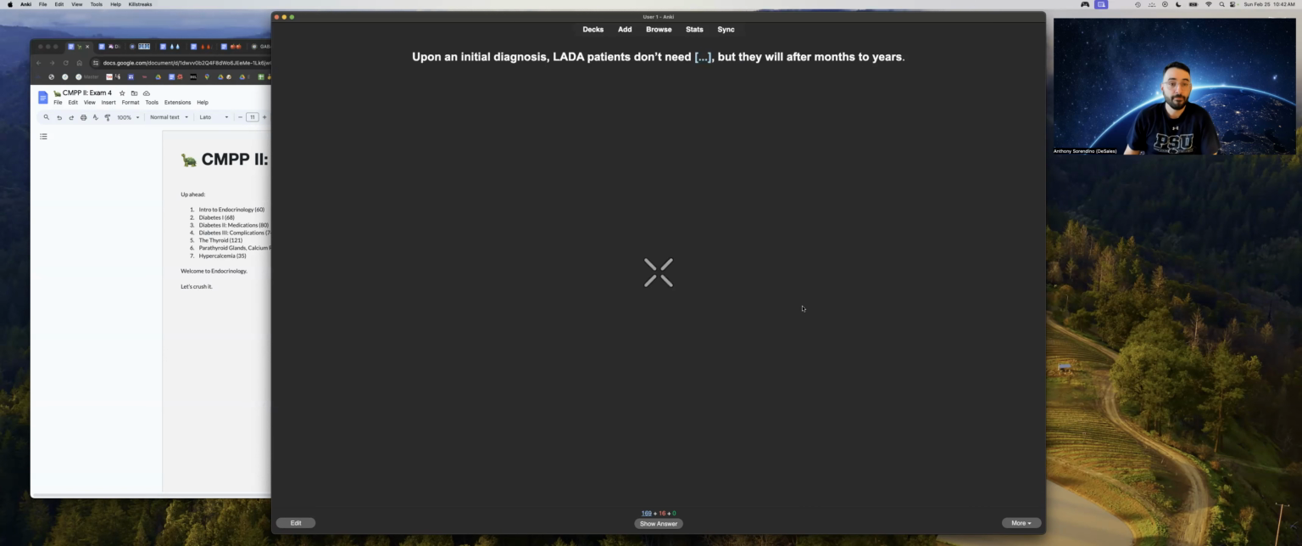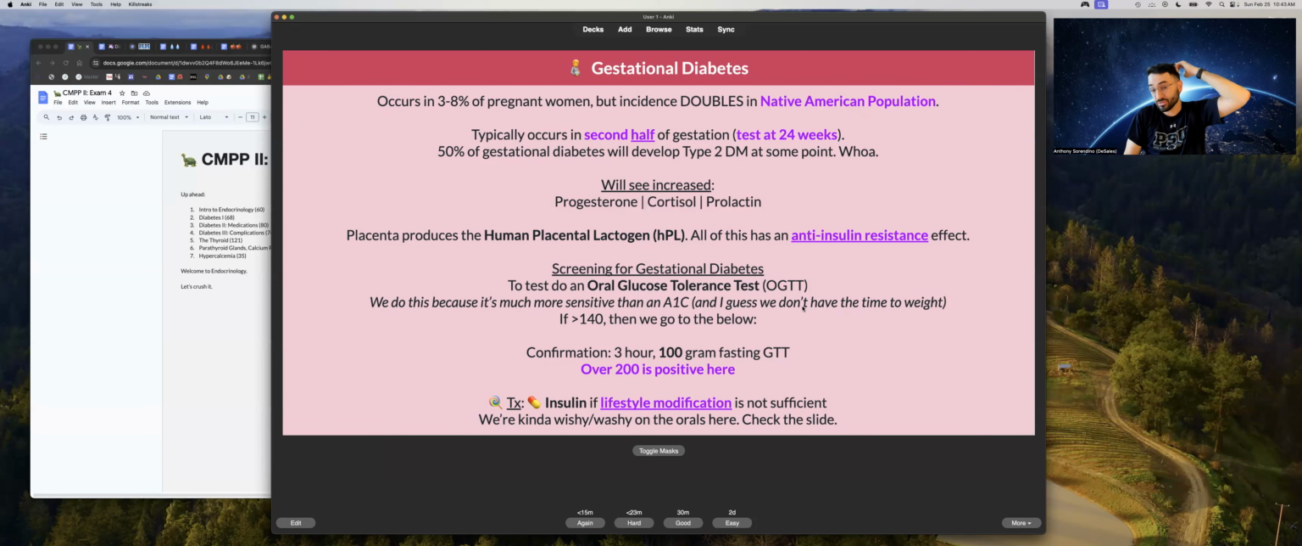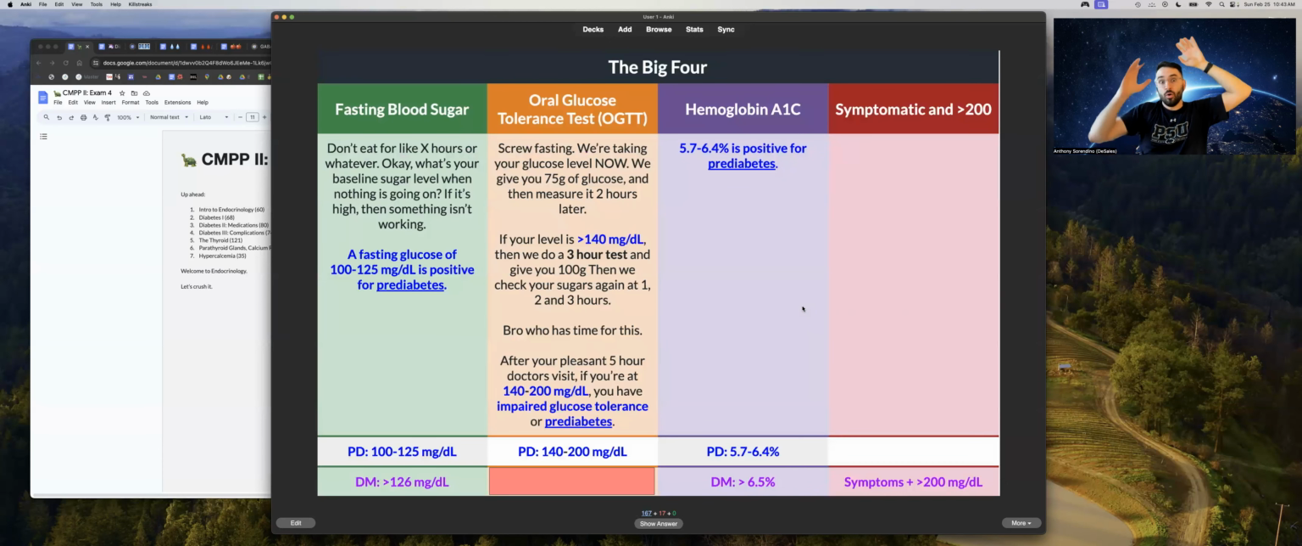That's exactly right. Upon an initial diagnosis, a lot of patients don't need blank, but they will after months to years: insulin. Gestational diabetes, we'll see increased progesterone, blank, and prolactin. Estrogen, cortisol. Okay. Oral glucose tolerance test, OGTT. What confirms diabetes? I think it's just simply over 200.